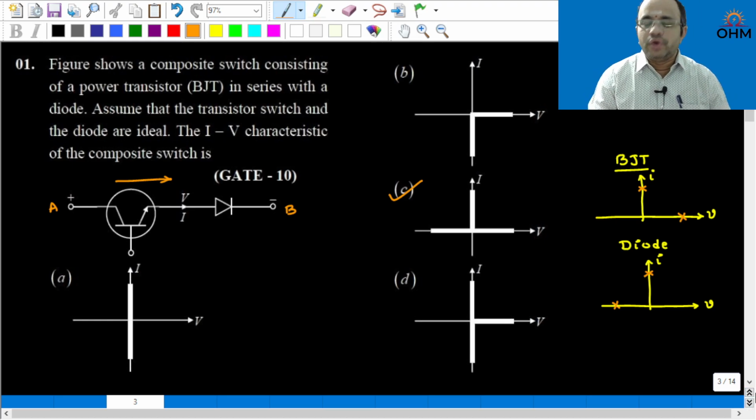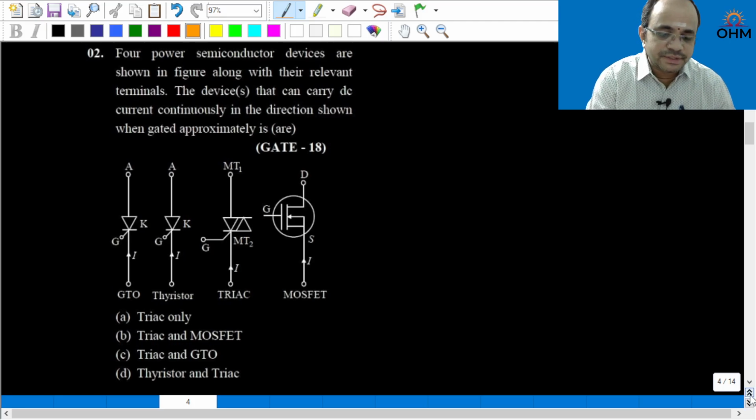Now let us go into the next question. Here 4 power semiconductor devices are shown in the figure along with their relevant terminals. Now, what are the devices that can carry DC current continuously in the direction shown when gated appropriately? Now if you observe closely here, the current direction is given. This is a cathode terminal. Here the current direction is given from cathode to anode for GTO.